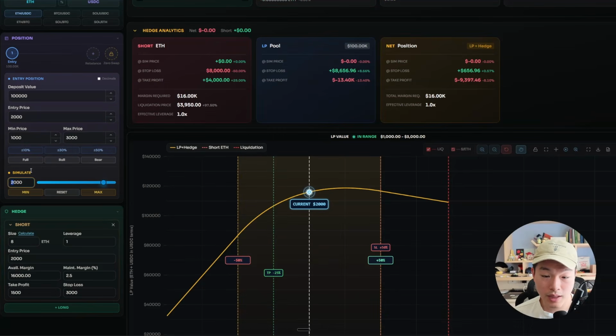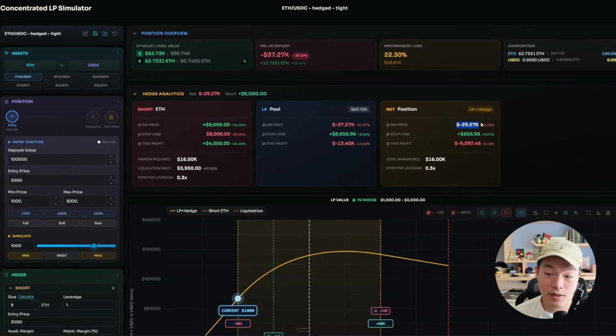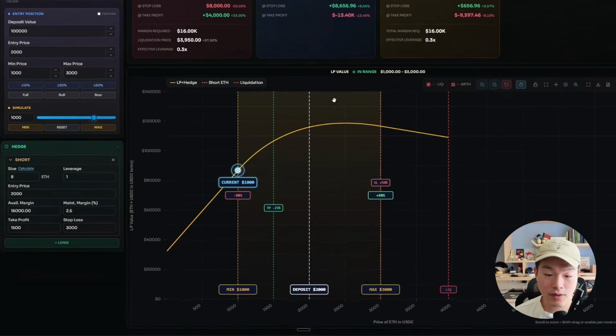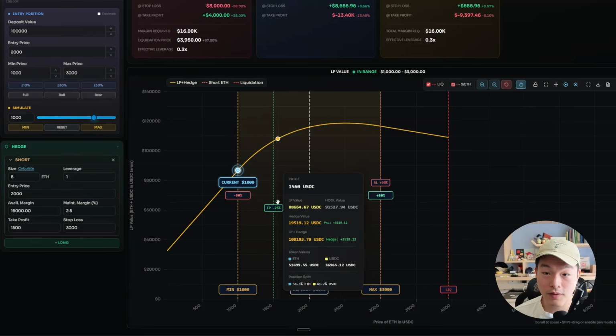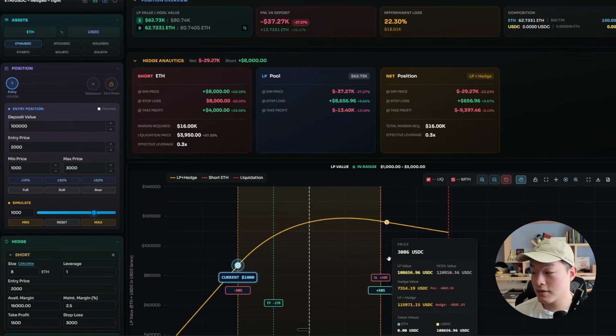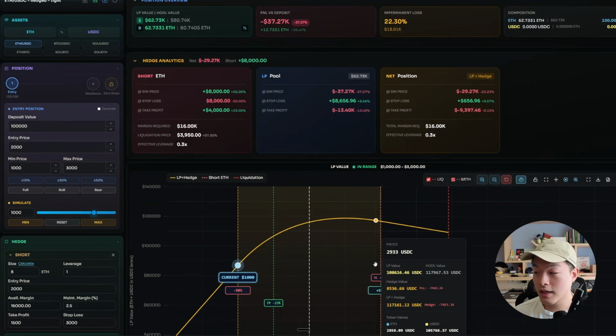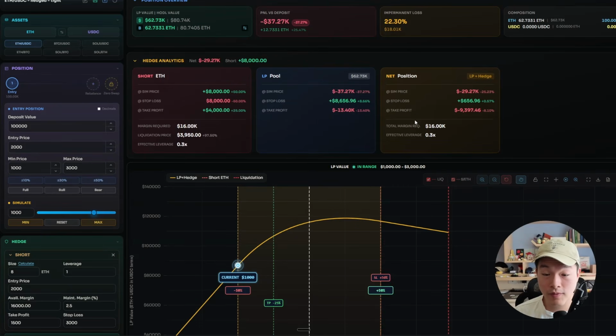And if we go to the tighter range, we have to, again, use a smaller short. And if prices do go all the way to $1,000, our drawdown is going to be more aggressive at about like 29K. So almost 30% of our initial LP capital and about 25% if you include this margin required here. So it's actually not too bad if you prioritize fee generation and you don't necessarily have to actually do this take profit here. And if you do want to do the stop loss and take profit, you could set that directly on different perps platforms like Hyperliquid.